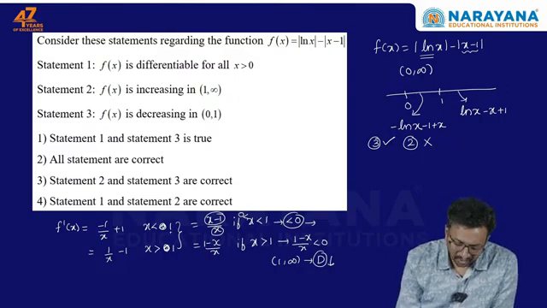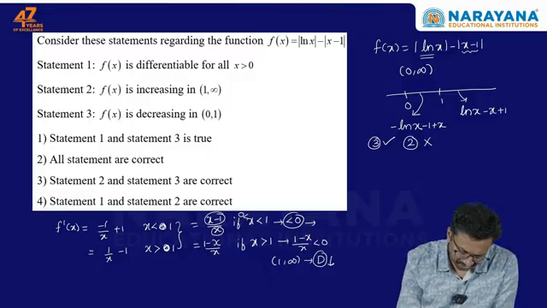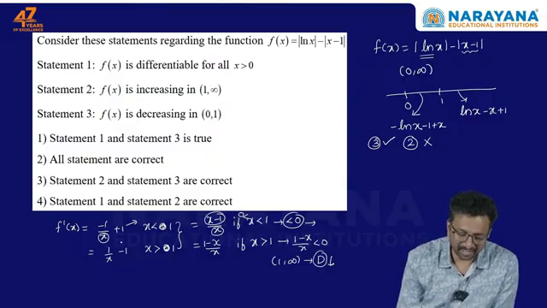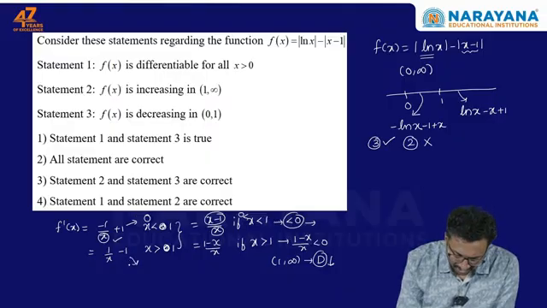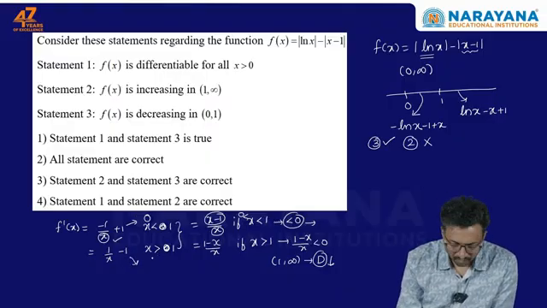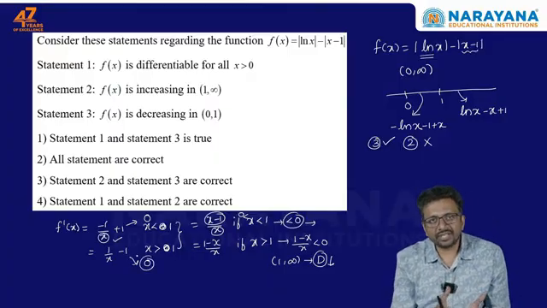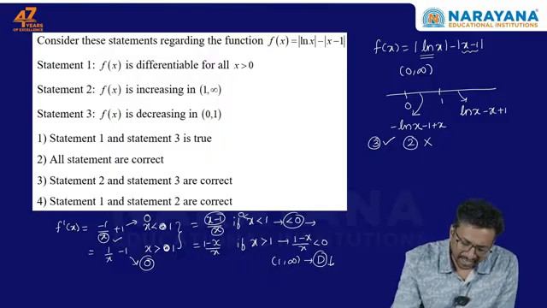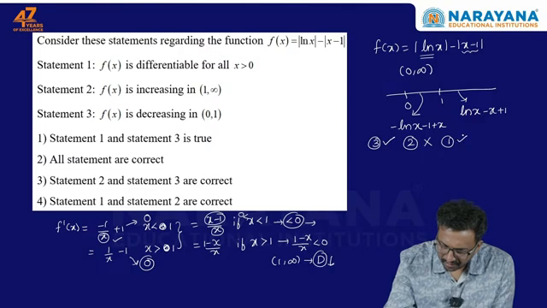So at x equal to 1, let us check the left differentiation and the right differentiation. The left differentiation at x equal to 1, if you substitute x equal to 1 in the derivative, you get 0 as the answer. On the right side, if you put x equal to 1, the right differentiation is also equal to 0. That means the left derivative is the same as the right derivative. So the function is differentiable for all x greater than 0. So statement 1 is also correct.